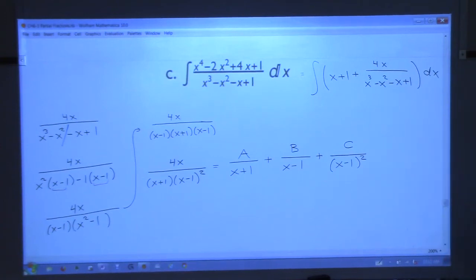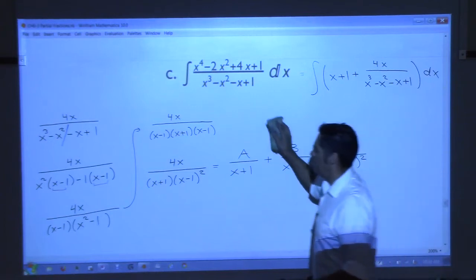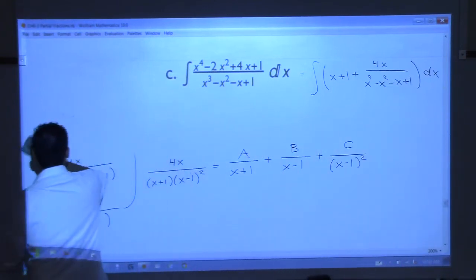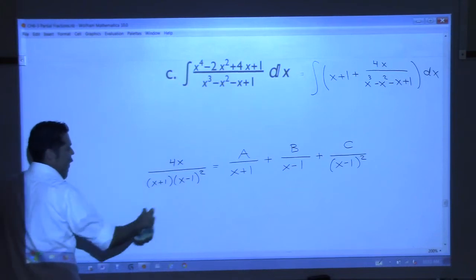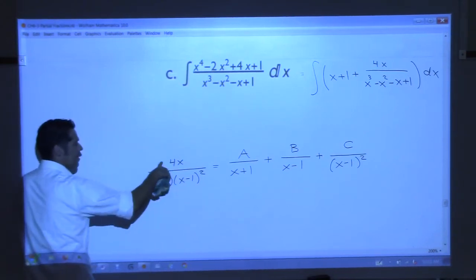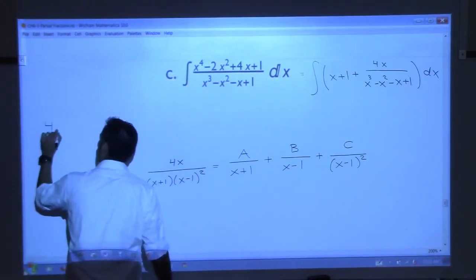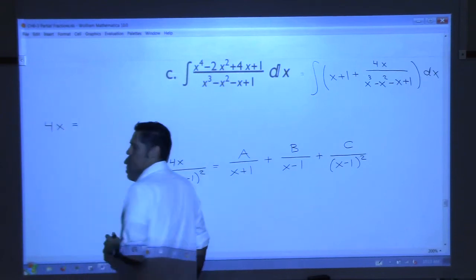All right, so that's it. Any questions on that? What we need to do now is try and get a, b, and c. So we need to clear fractions out again. So let's multiply both sides by the denominator on the left side. So I'm multiplying everything by this, right? So on the left side we get 4x. That's always going to happen. The left side's always going to be just your numerator.